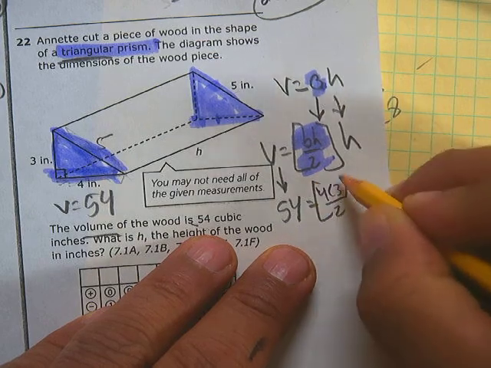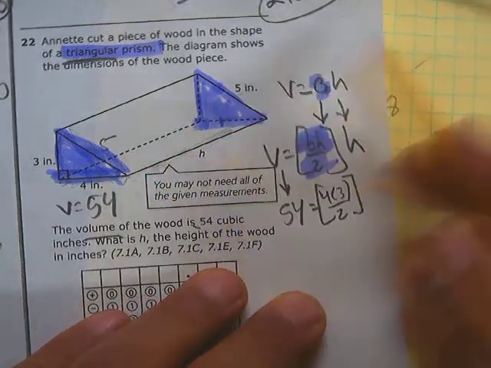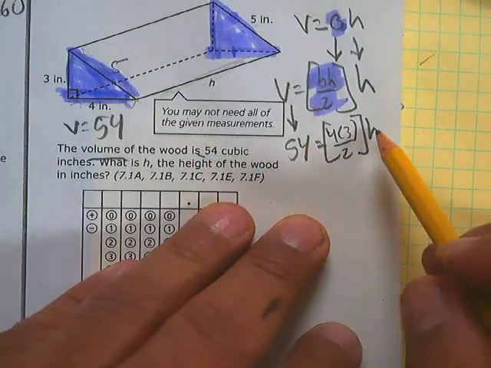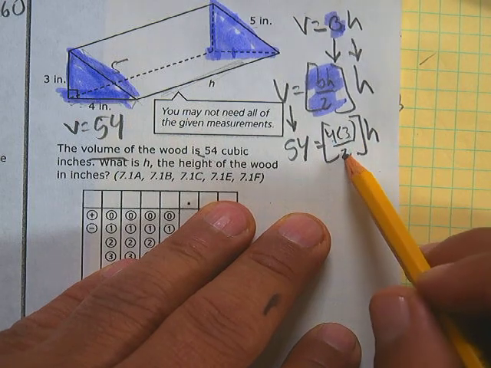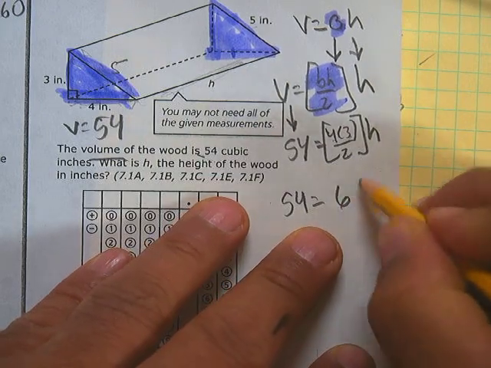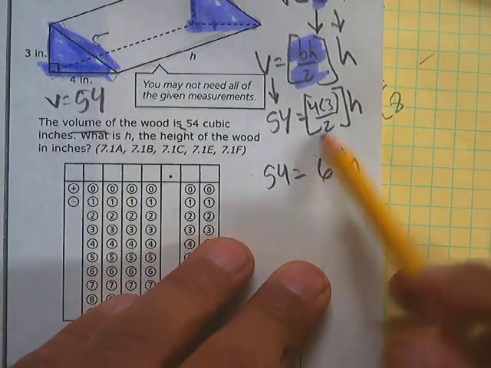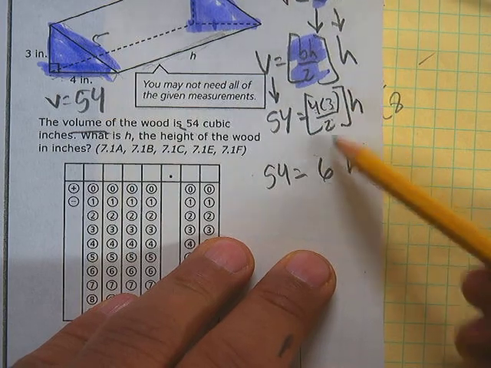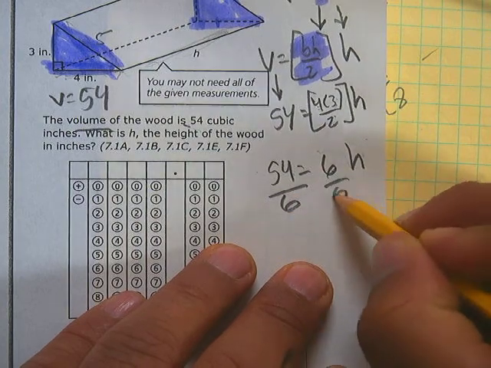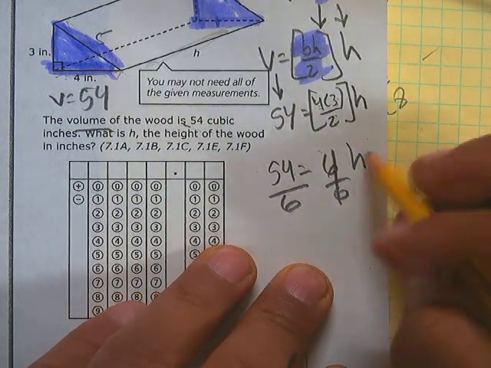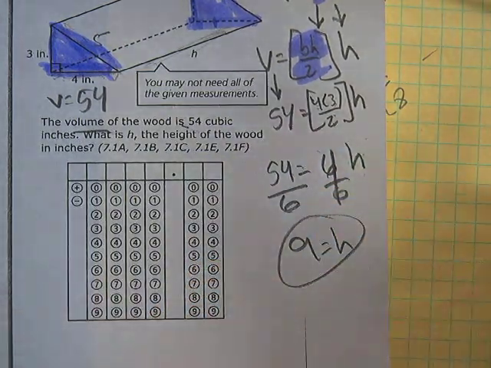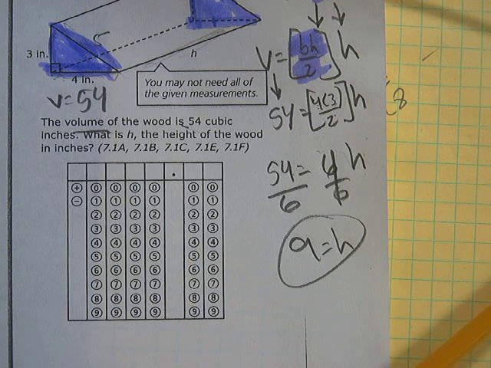So 4 times 3 divided by 2 in brackets. They don't give me this height, which is the one on the outside. But I can do this. 4 times 3 is 12. 12 divided by 2 is 6. So then 54 is equal to 6 times the height. And so now 6 times what is 54? Or 54 divided by 6 to isolate for the h. And of course you can see that 6 times 9 is 54. Okay, all right, good luck.